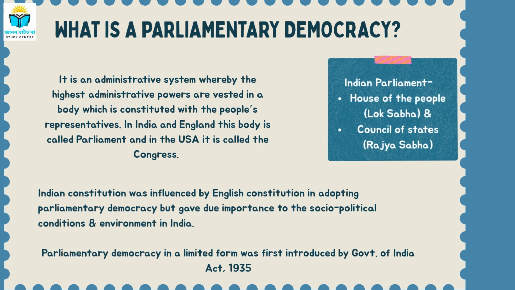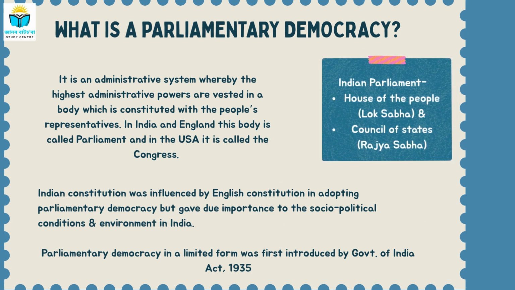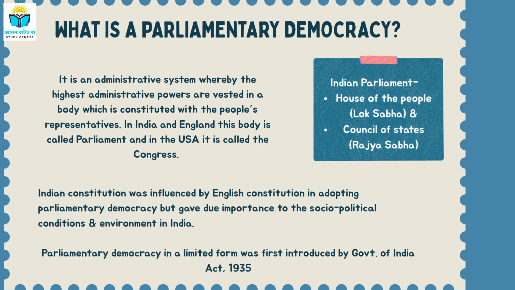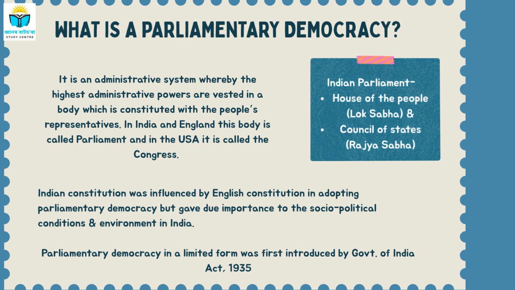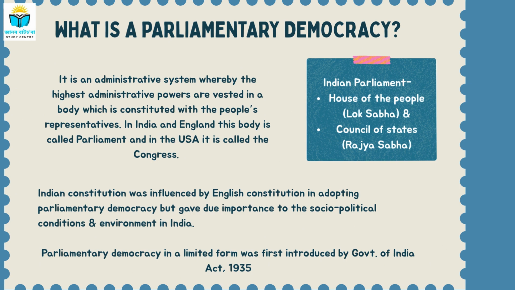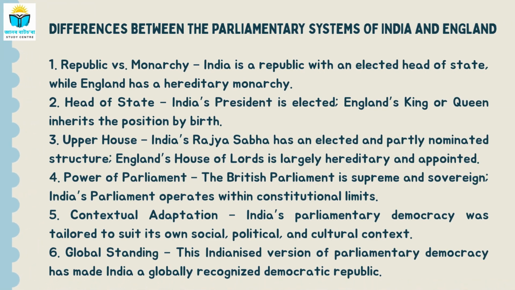Indian Constitution was influenced by English Constitution in adopting parliamentary democracy, but gave due importance to the socio-political conditions and environment in India. Parliamentary democracy in a limited form was first introduced by the Government of India Act, 1935. Differences between the parliamentary systems of India and England. 1. Republic versus monarchy. India is a republic with an elected head of state, while England has a hereditary monarchy.